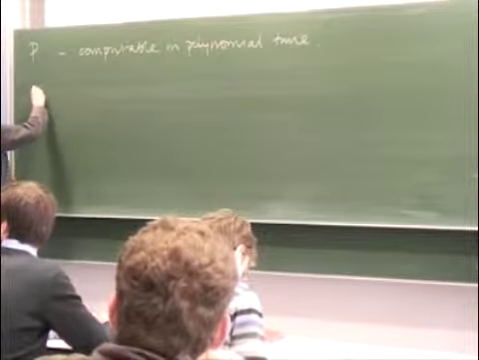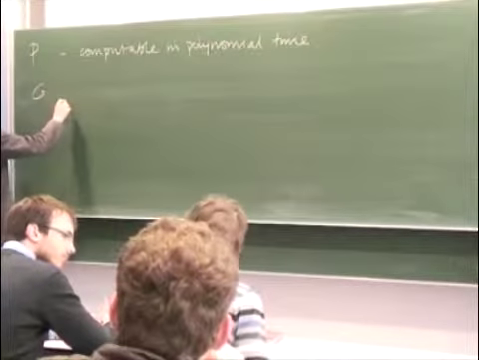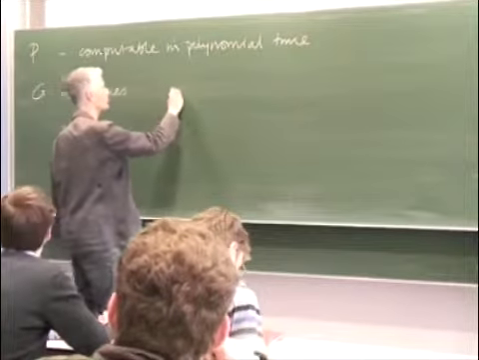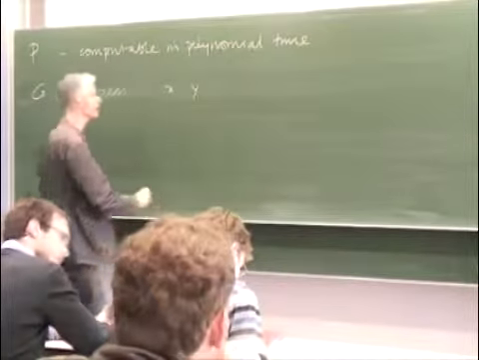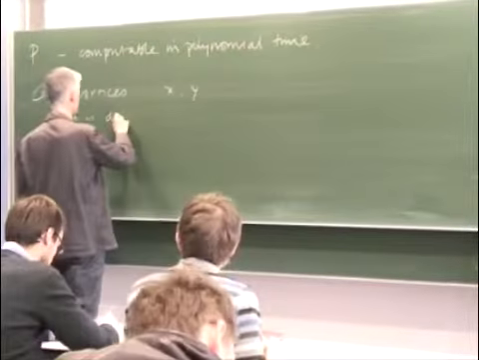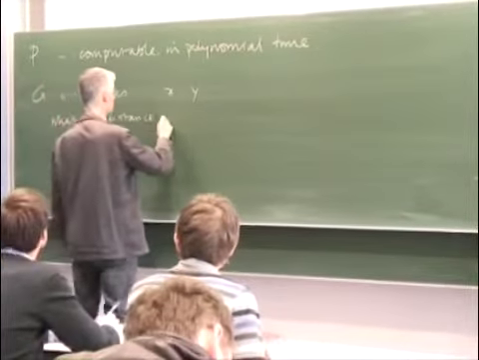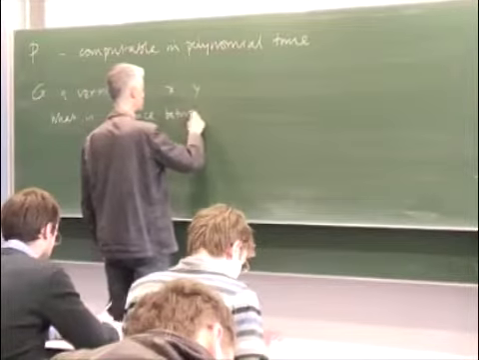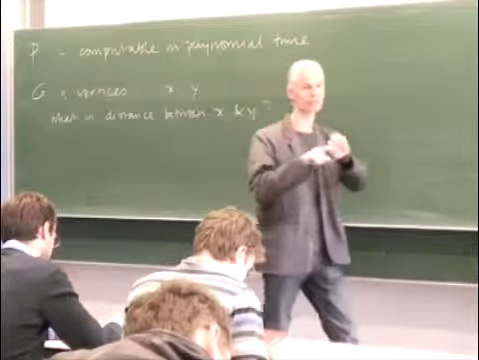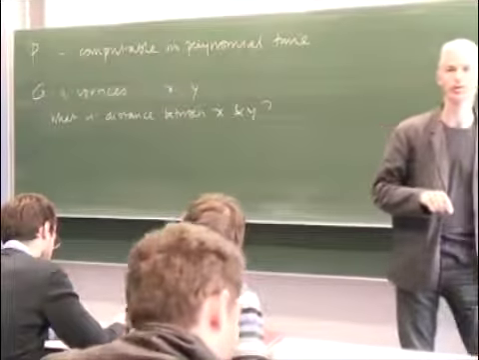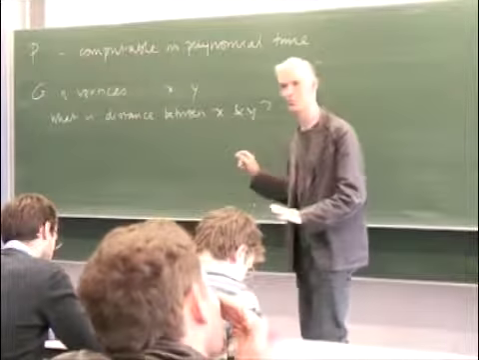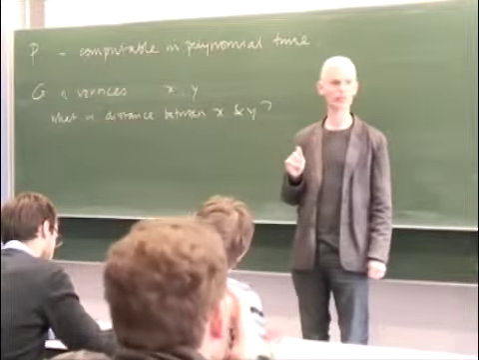One would be a classic one. We've got a graph G with n vertices, and you have two vertices, x and y, and the question is, what is the distance between x and y, where the distance is defined as the length of the shortest path in the graph. I'm not going to write formally what the algorithm is, but let me convince you that there is one.